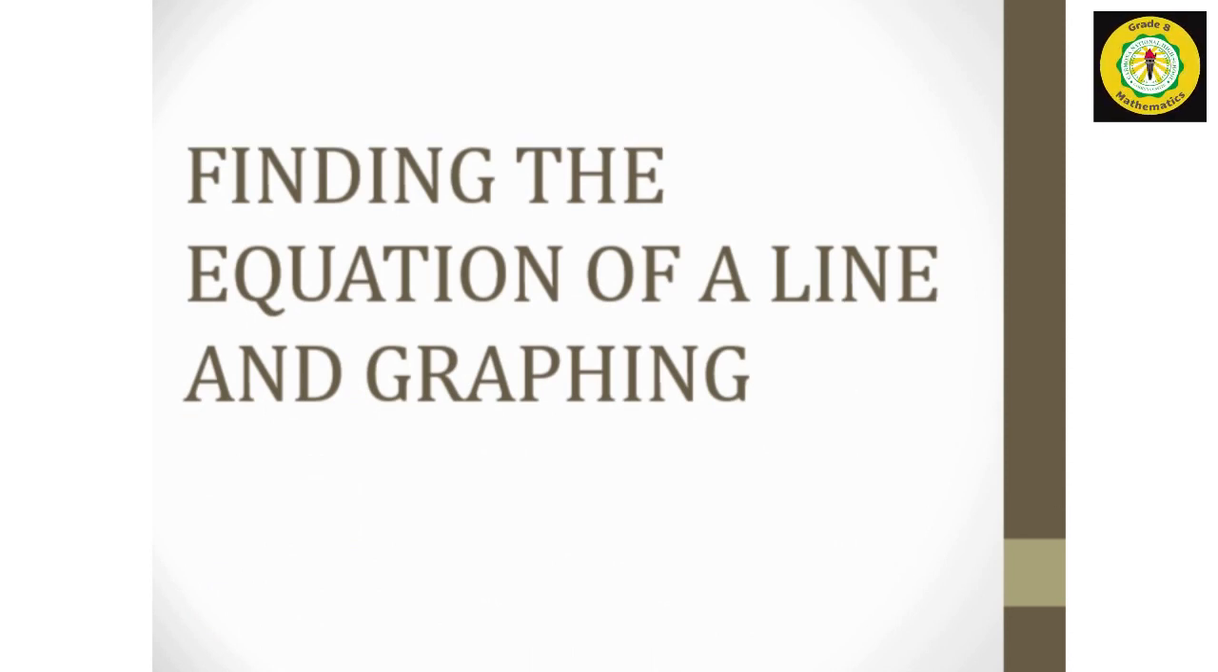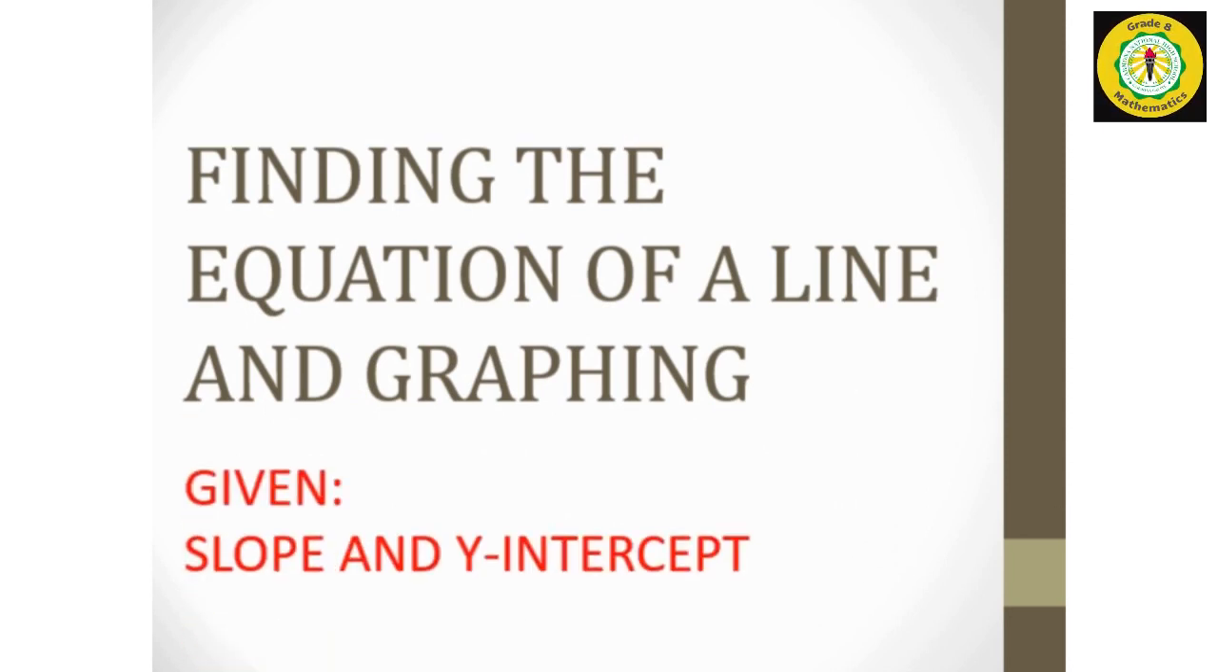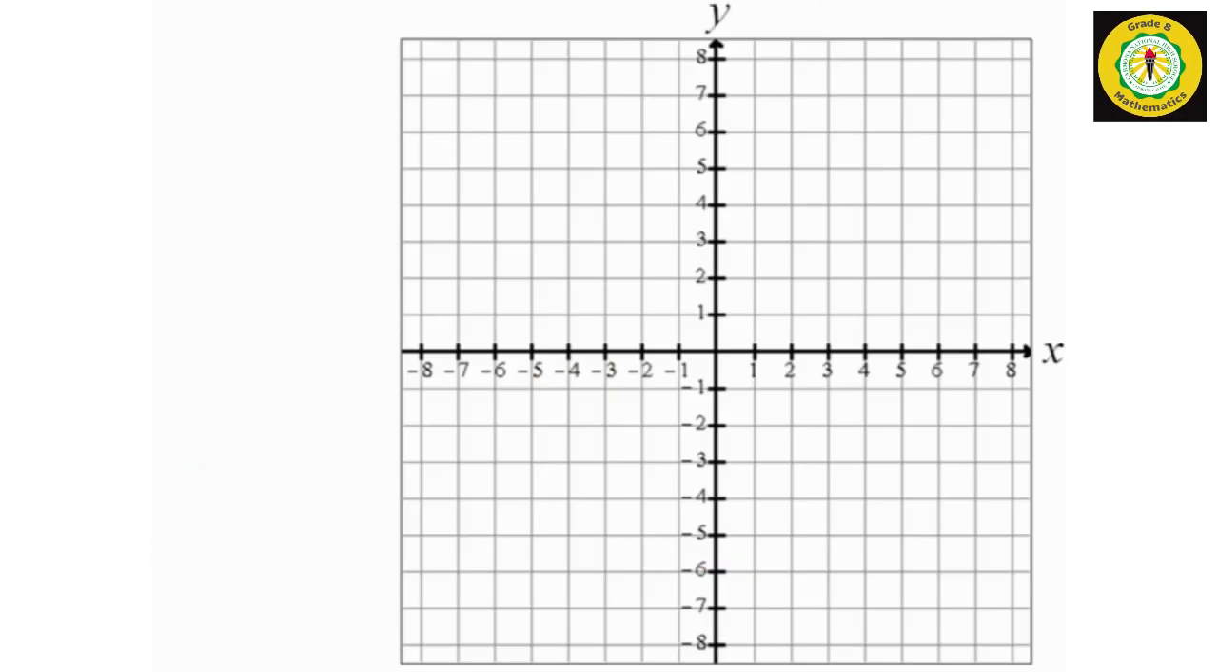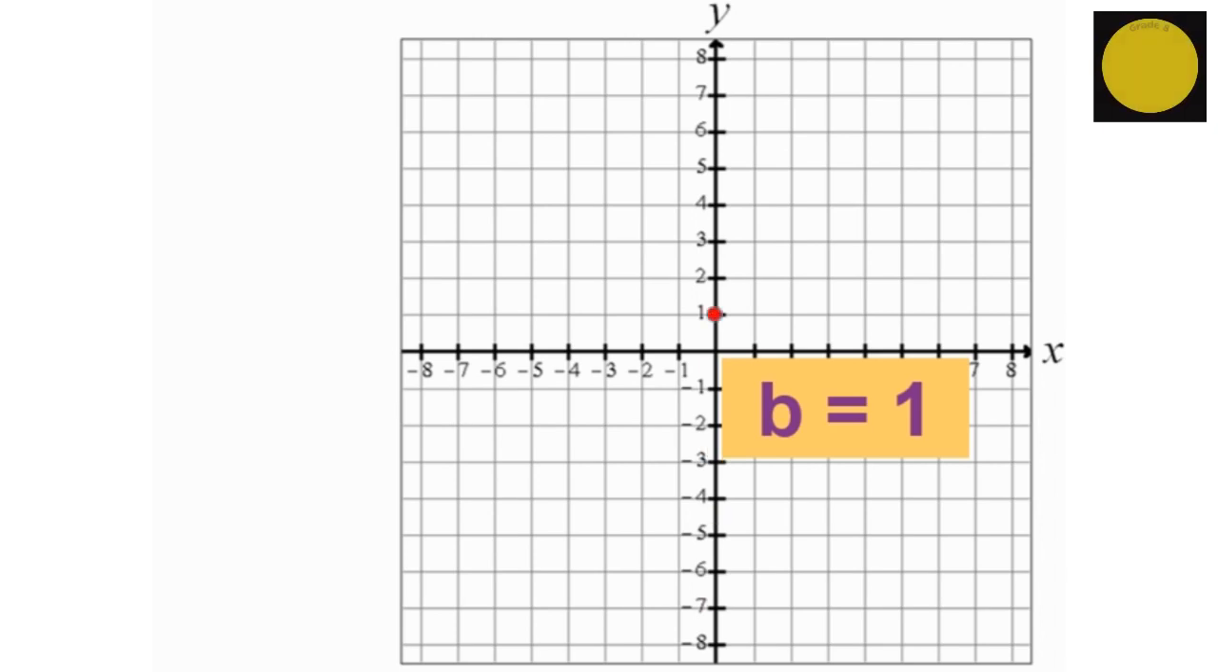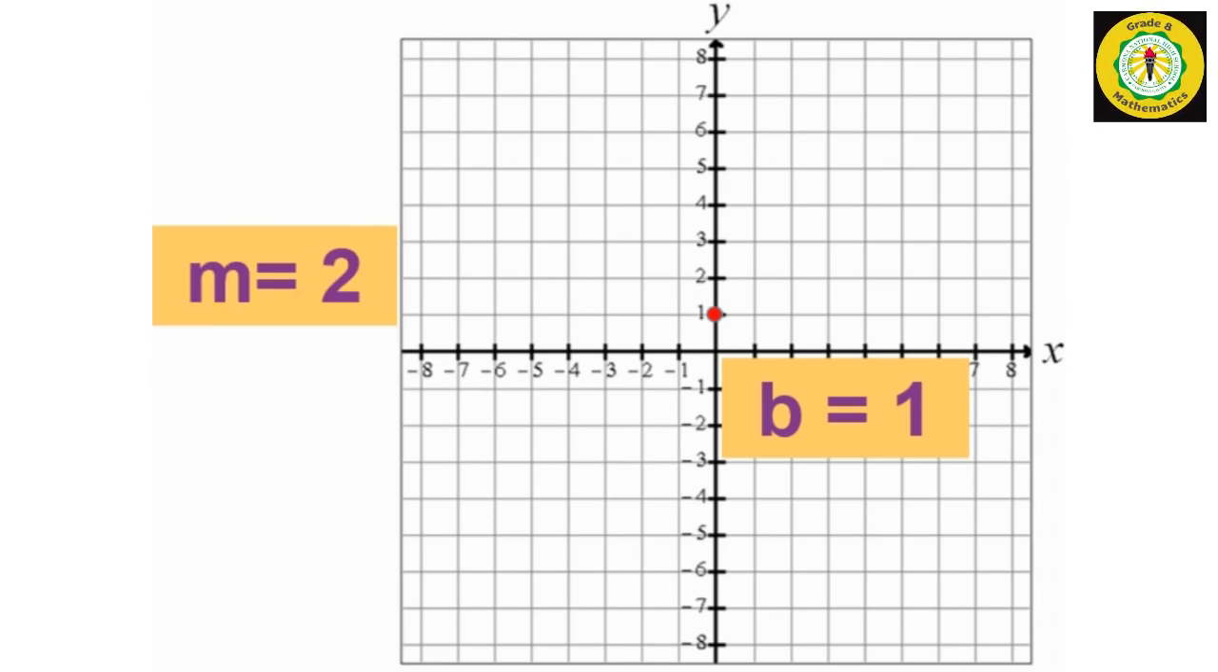Now, finding the equation of a line and graphing given the slope and y-intercept. Let's take an example. But first, class, remember that the equation of a line can be written in the slope-intercept form, which is y equals mx plus b. I have here the y-intercept, which is 1, so I have here the point. And then the slope, which is 2 or 2 over 1.